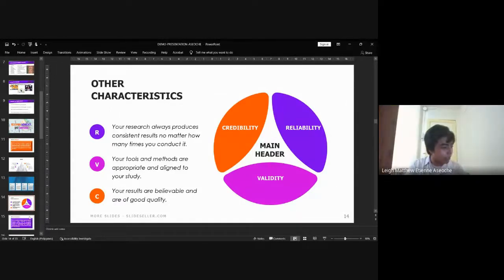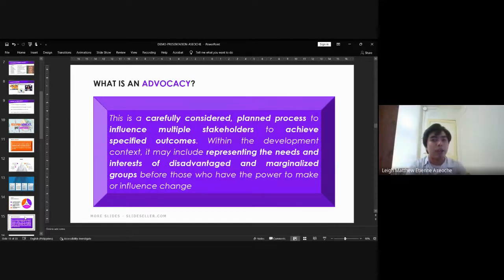Thank you. Now we are done with research. We will now move on to advocacy. Now, an advocacy is a carefully considered planned process. Please take note, carefully considered and planned process to influence multiple stakeholders to achieve specified outcomes.